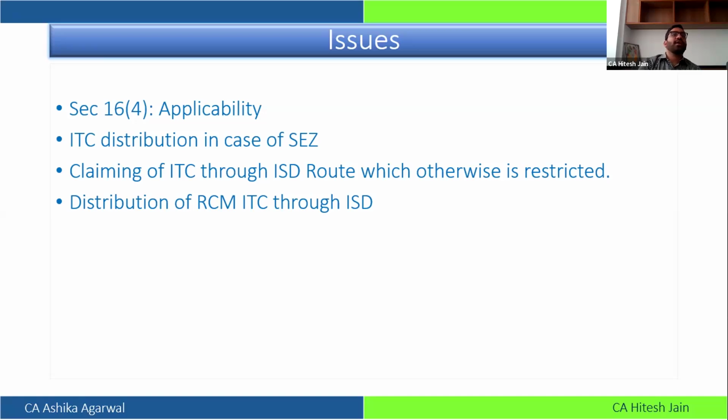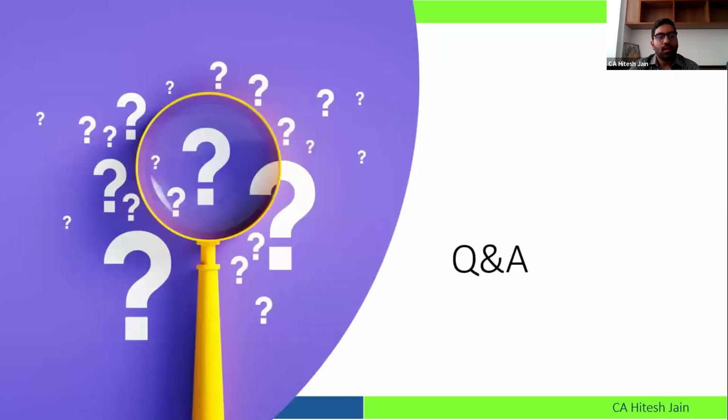because in case I report it in GSTR1 of HO, again I have to pay the taxes in my GSTR3B. So although there is no such supply, I have already paid the taxes twice in this case. So I hope the government clarifies this issue with regard to ISD and RCM ITC, which needs to be passed on through the ISD mechanism. With this, I conclude my presentation. Any questions at your end will be answered.